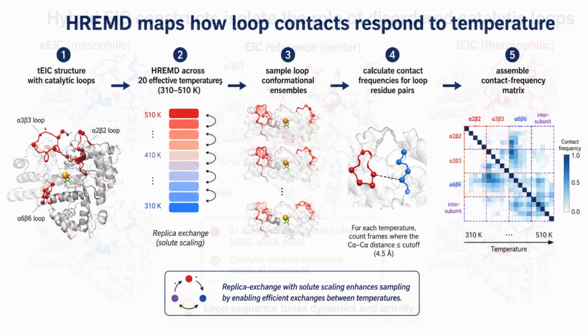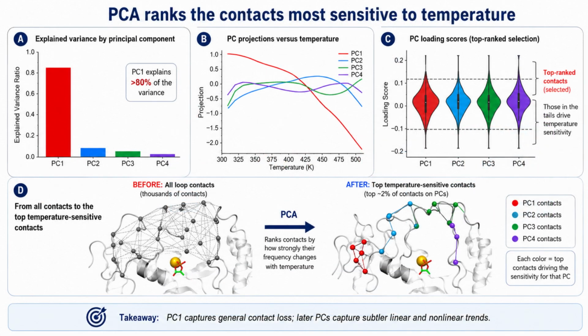We then used Hamiltonian replica exchange molecular dynamics to sample the thermophilic EIC loops across a wide range of effective temperatures. For each temperature, we calculated how often pairs of loop residues contact each other, generating a temperature-dependent contact frequency matrix. Principal component analysis reduced this large contact network to the contacts most sensitive to temperature.